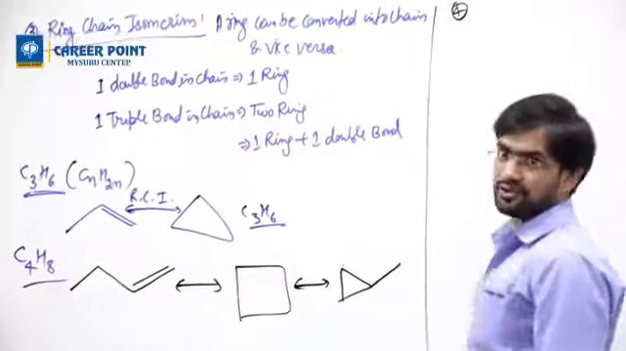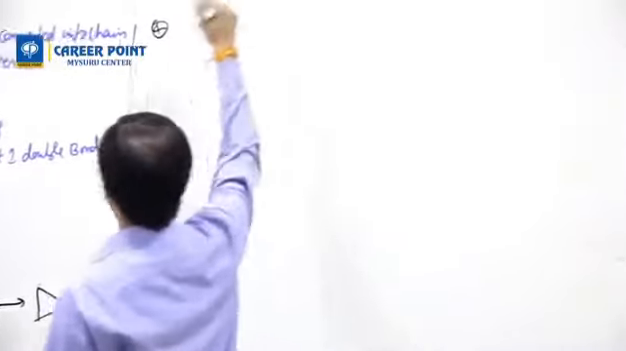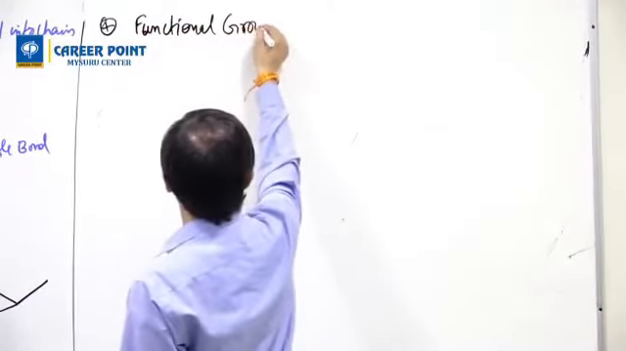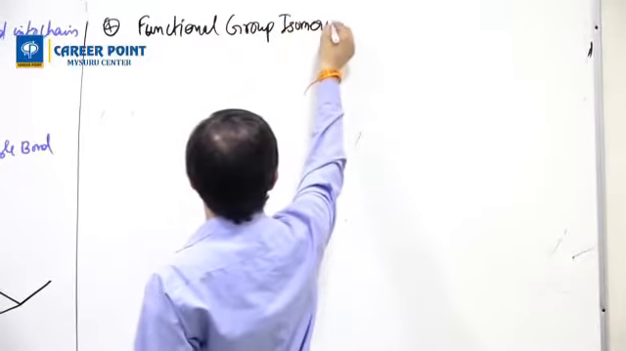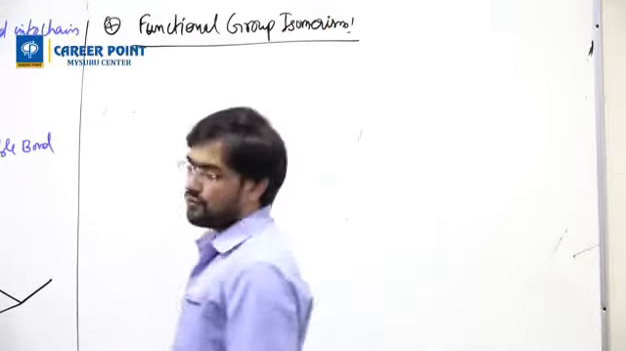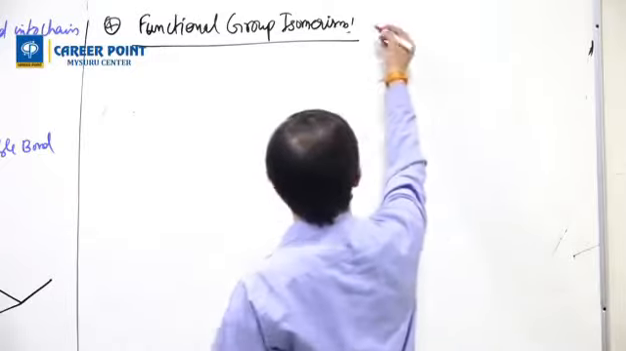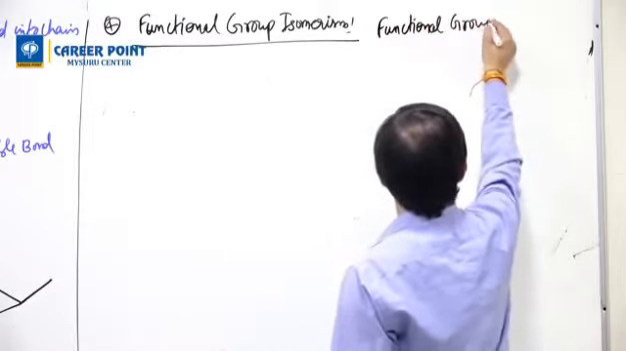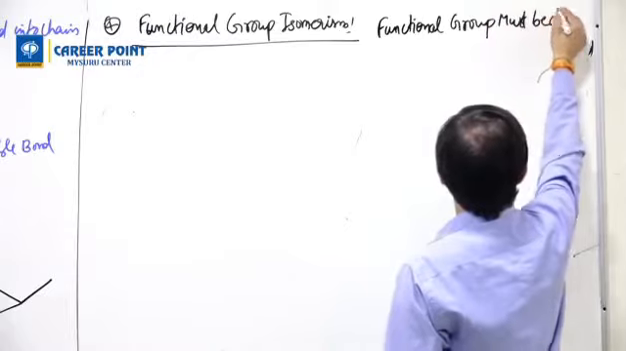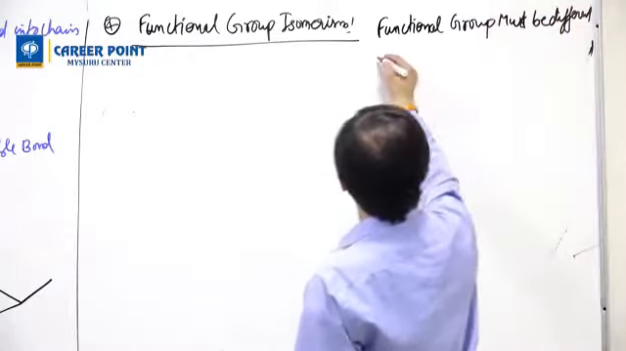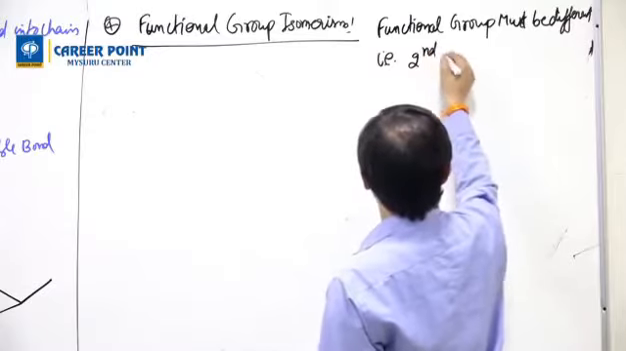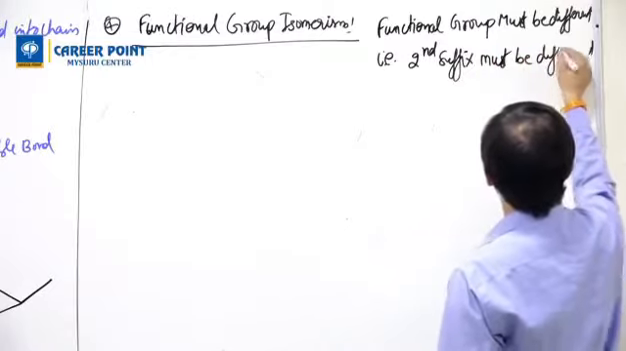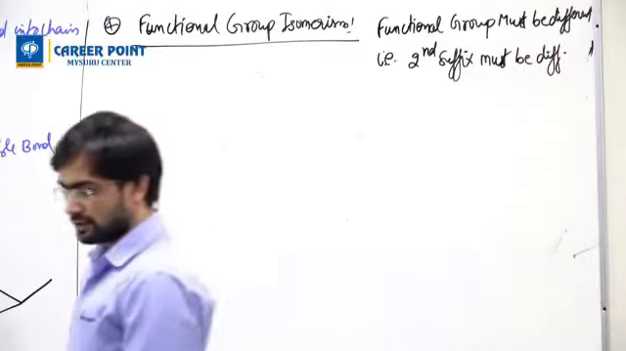4th isomerism is, what is the 4th isomerism name? Functional group isomerism. Functional group isomerism, what is the definition? That functional group must be different. That means secondary suffix must be different.